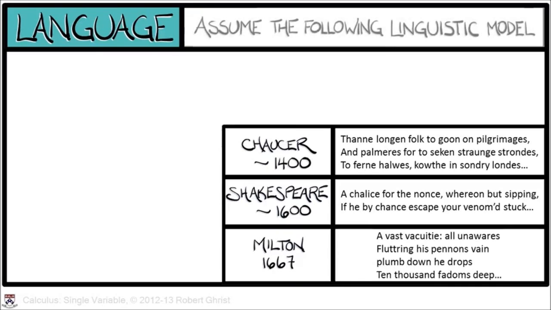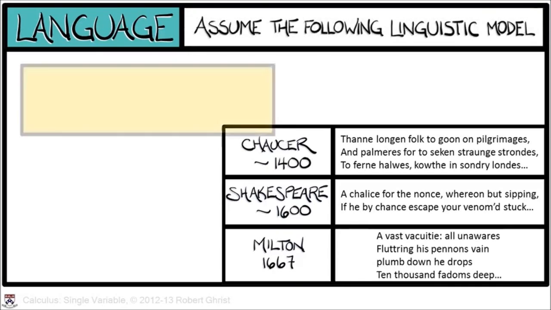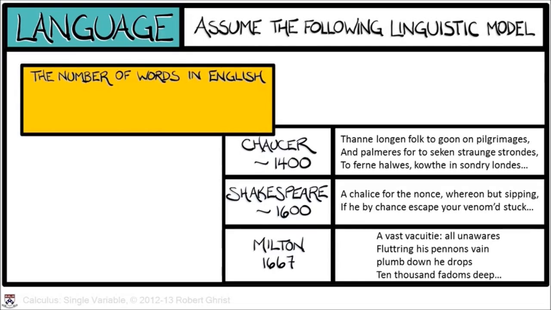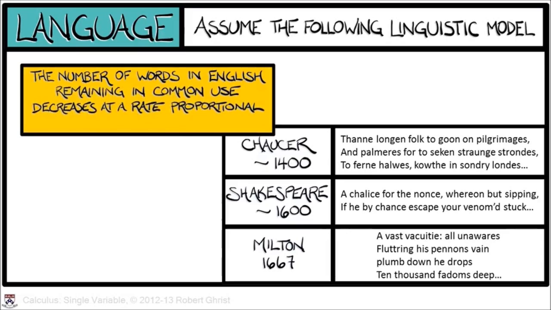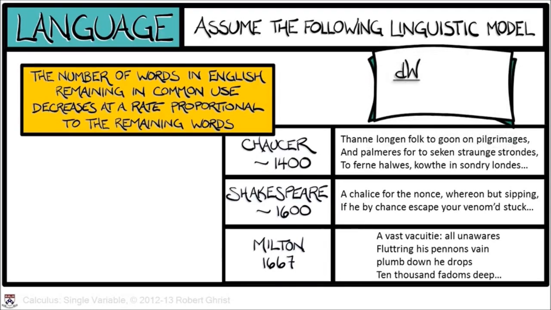What we might guess is the following linguistic model, namely that the number of words in English remaining in common use decreases at a rate proportional to the remaining words. That means that words fall out of use. But this model states that words fall out of use according to a linear differential equation, where W is the amount of words remaining in usage and alpha is a decay constant.